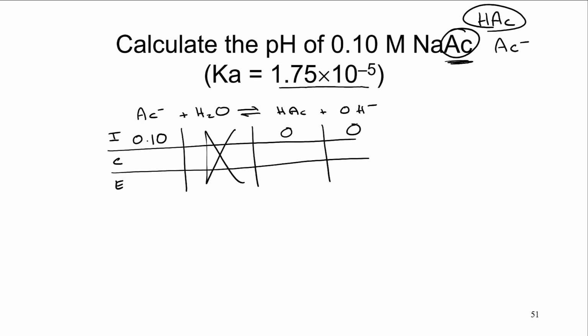And then the acetate ion is going to want to get its proton back. Because remember, acetic acid is a weak acid. It doesn't like being ionized. And so it wants to pick up that proton.